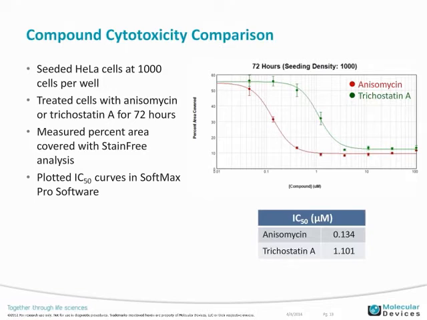After 72 hours, I measured the percent area covered by the cells treated with different concentrations of the compounds, and then plotted the IC50 curves in Softmax Pro software. Again, the IC50s are shown in the table below, and you can see the difference between the 2 compounds very clearly.